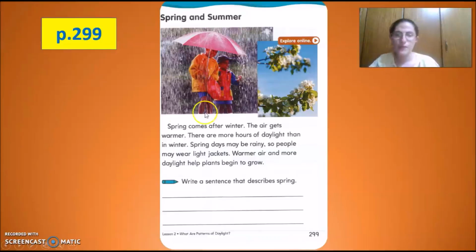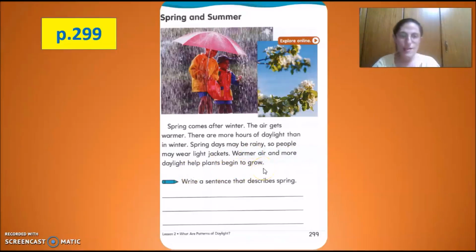Let's read together. On page 299. Spring and summer. Spring comes after winter. The air gets warmer. There are more hours of daylight than in winter. Spring days may be rainy, so people may wear light jackets, right? Warmer air and more daylight help plants begin to grow.